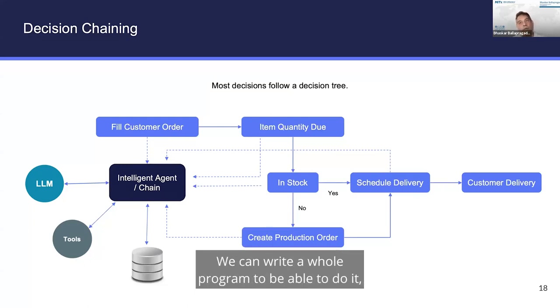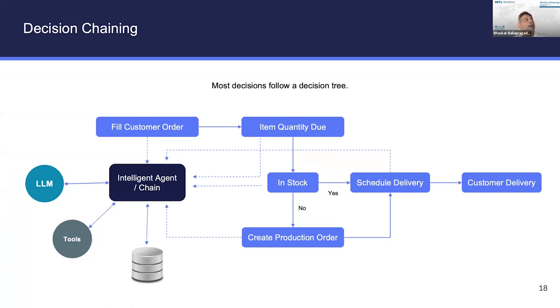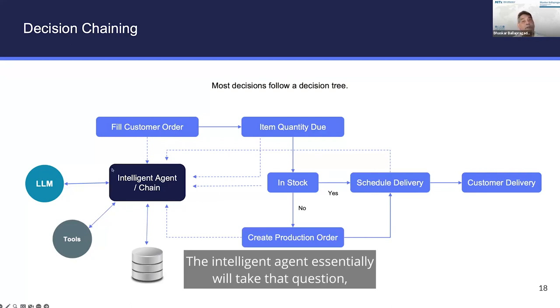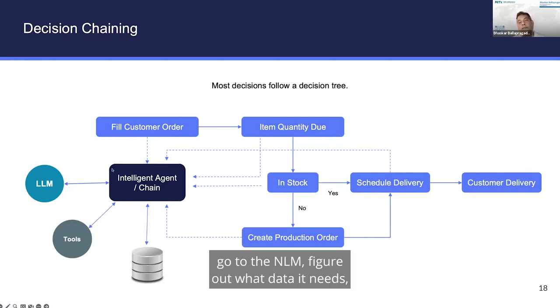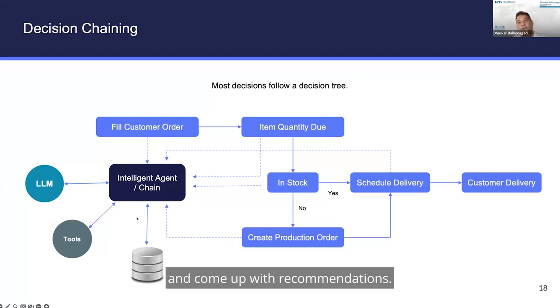We can write a whole program to be able to do it, or we can essentially put that into our intelligent agent. The intelligent agent essentially will take that question, go to the LLM, figure out what data it needs, what calculations it needs to make, do that and come up with recommendations.